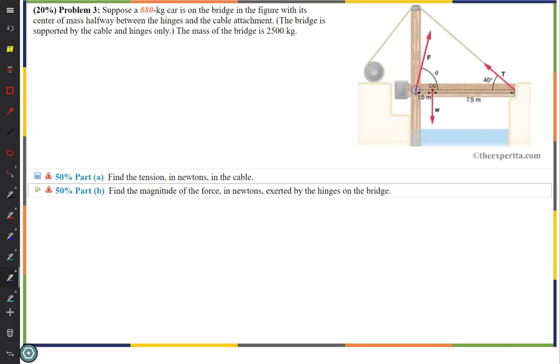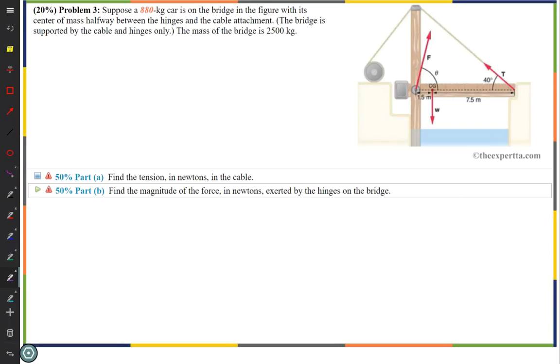This is due at 6:55 p.m. on Friday. So notice it's problem number 3 even. Suppose an 880 kilogram car, your mass will vary, is on the bridge in the figure with its center of mass halfway between the hinges and the cable attachment. The bridge is supported by the cable and hinges only. The mass of the bridge is 2,500 kilograms.